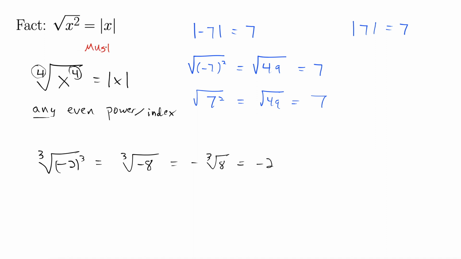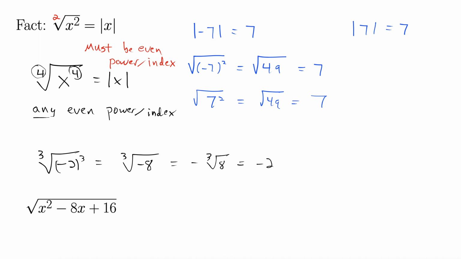Okay, so I'm going to put a little caveat up here. Must be an even power and matching index. So 4 and 4, 2 and 2. Remember, there's a little hidden 2 right here. Okay, well that brings us to our problem that we're really trying to tackle here.